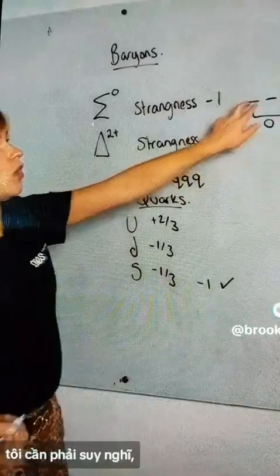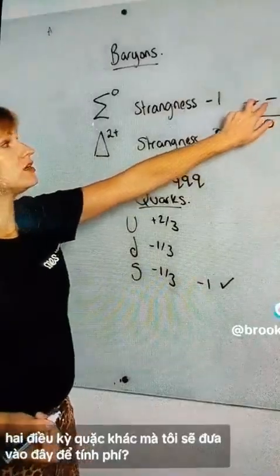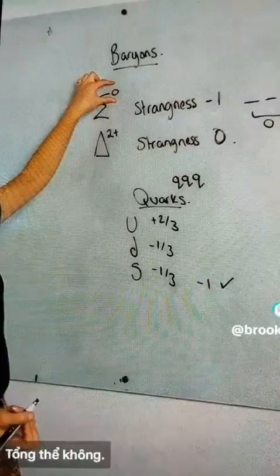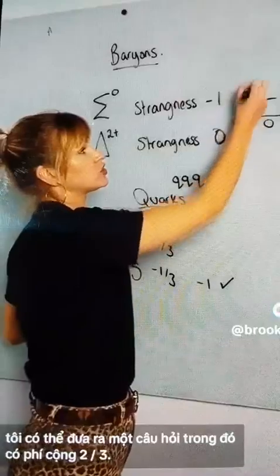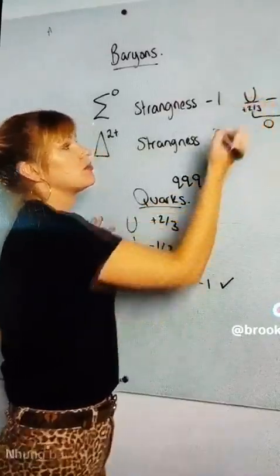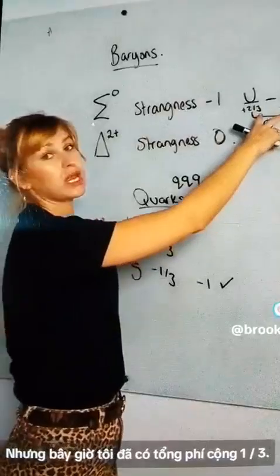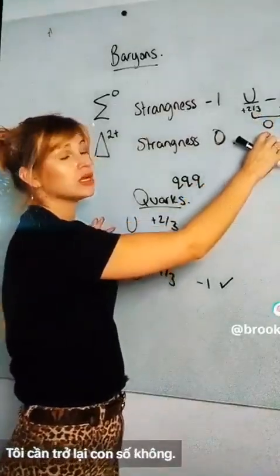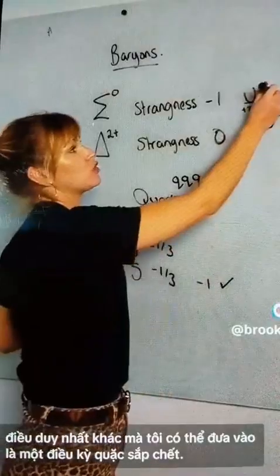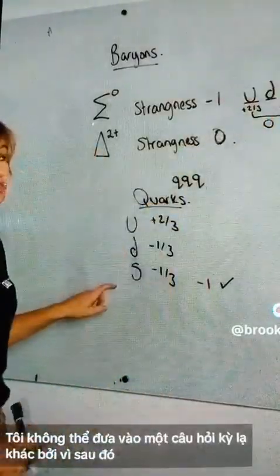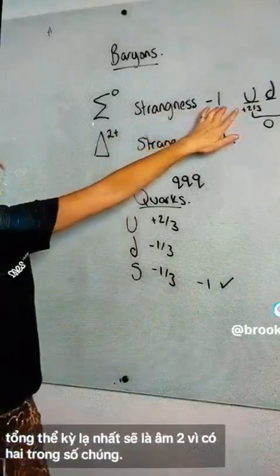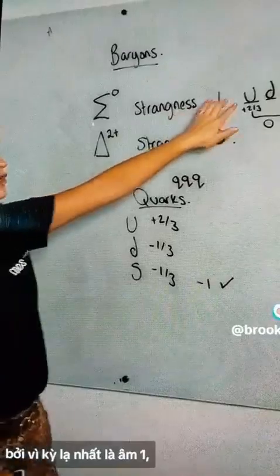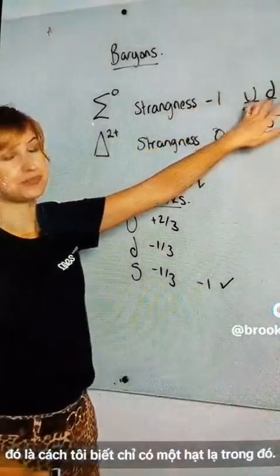So I need to think, what other 2 quarks am I going to put in here to get a charge overall of 0, okay? So I can put an up quark in, which has a charge of plus 2/3. But now I've got an overall charge of plus 1/3. I need to get back to 0. So the only other thing there I can put in is a down quark. I can't put in another strange quark because then the overall strangeness would be -2, as there's 2 of them. So because the strangeness is -1, that's how I know there's only 1 strange particle in it.